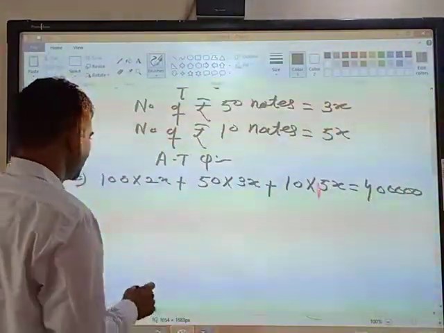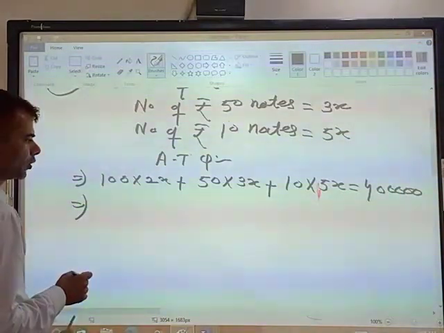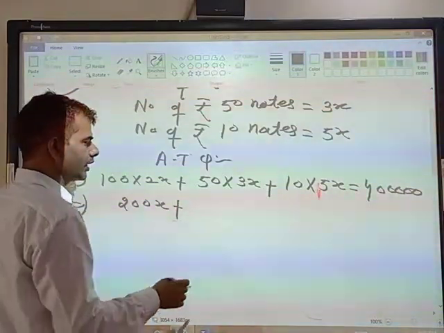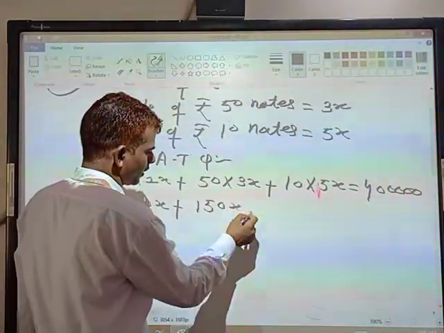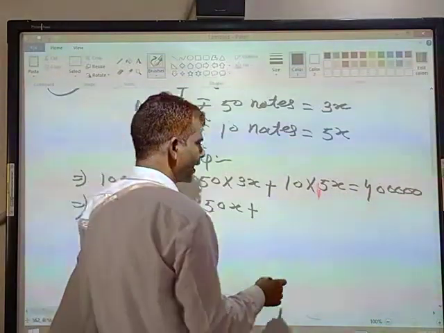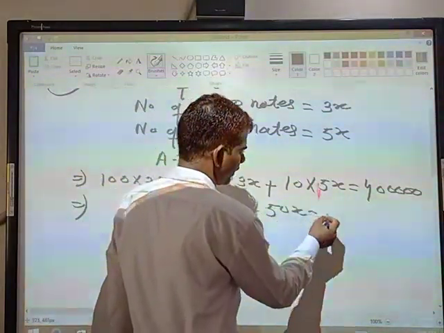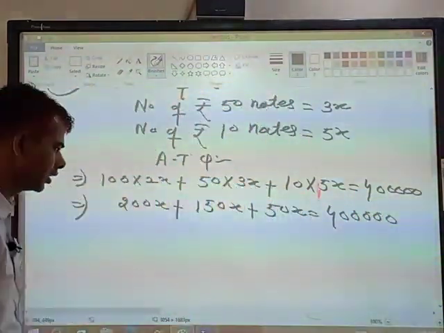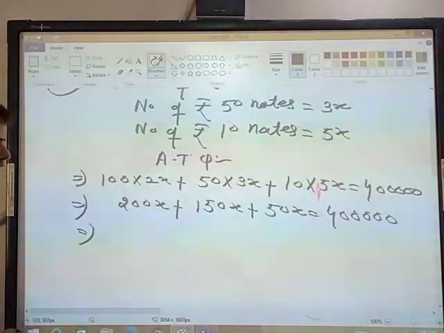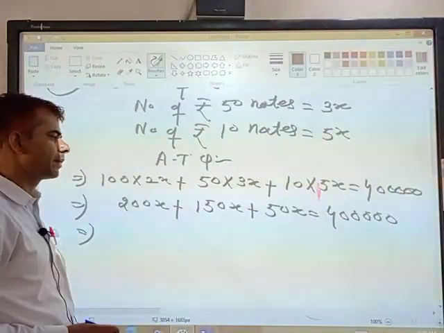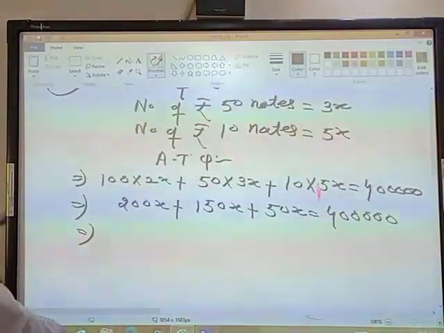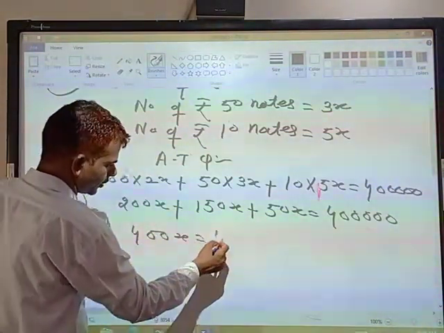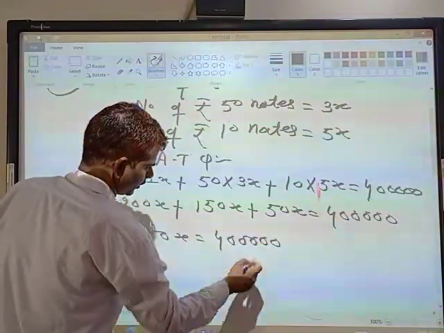4 lakh. It becomes 100 into 2x, it becomes 200x. 50 into 3x, 150x. And 10 into 5x, 50x. That is your 4 lakh. Now students, 200 plus 150 plus 50, that is 400x. The 400x, that is your 4 lakh.